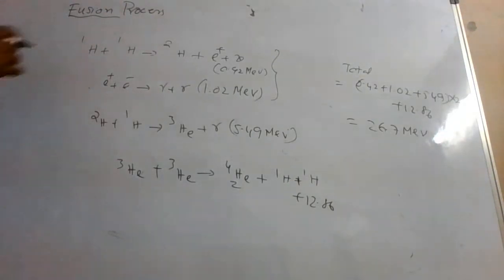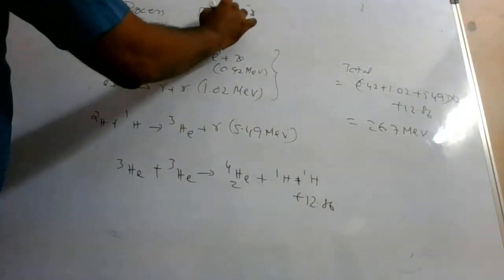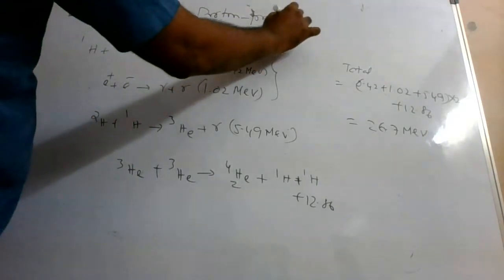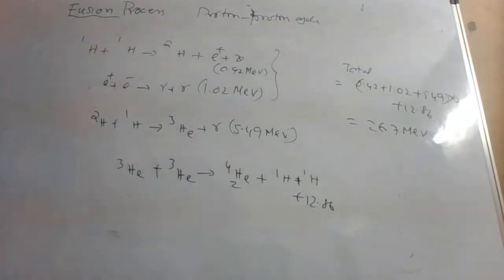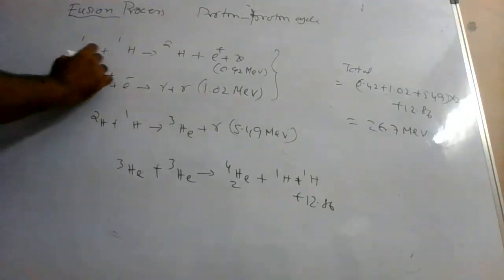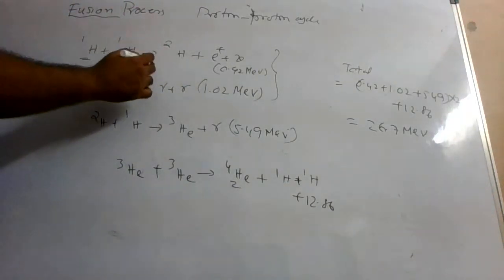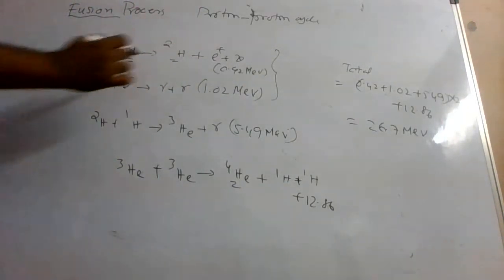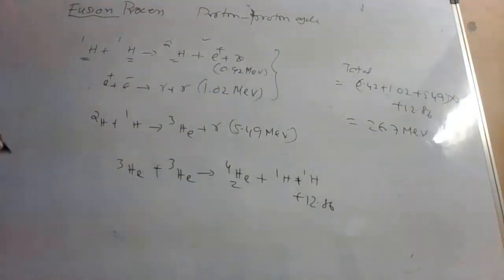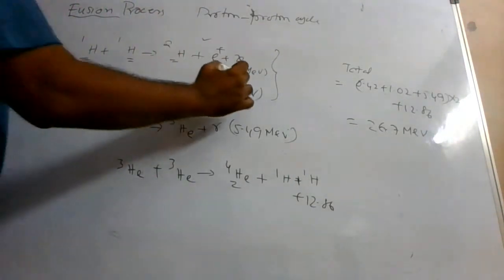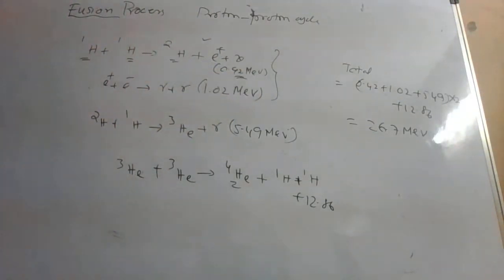Now let us discuss this fusion process. The one I am discussing here is also called the proton-proton cycle. Basically, protons combine together to form a helium nucleus. What is a proton? It means a hydrogen atom only, because in a hydrogen atom there is only one proton. So one hydrogen atom fuses with another hydrogen atom, and in the process you get deuterium. A positron is created and some gamma rays are emitted, with an energy of 0.42 million electron volts.